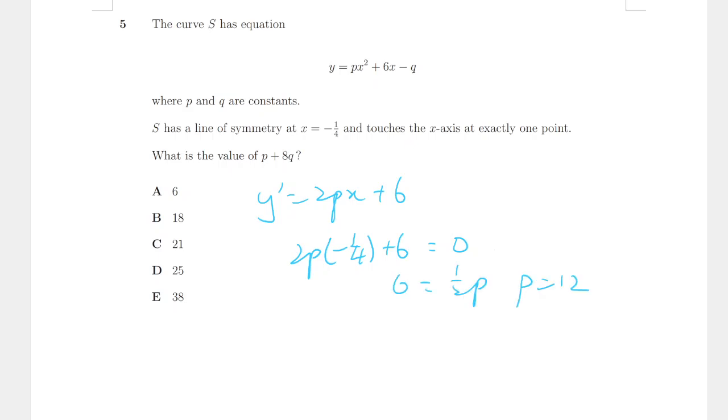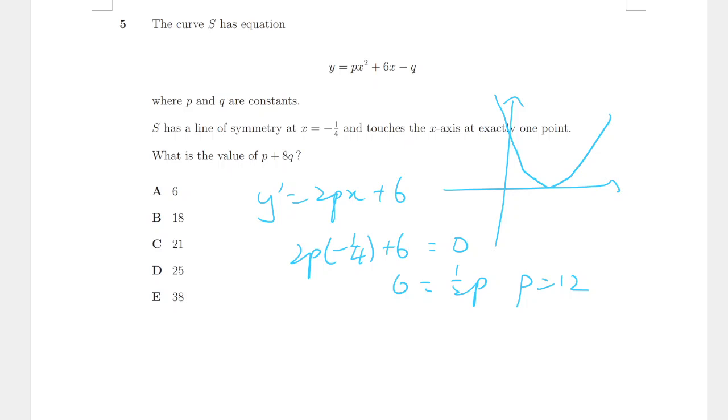Okay, so now we know p is 12. Then what's the second piece of information? It touches the x-axis at exactly 1 point. What does that tell you about a turning point? That tells you that the turning point has y-coordinate 0, right? Because if you touch at 1 point, then the point that you're touching at must be the turning point, right? No matter if you're a positive or a negative quadratic, it doesn't matter.